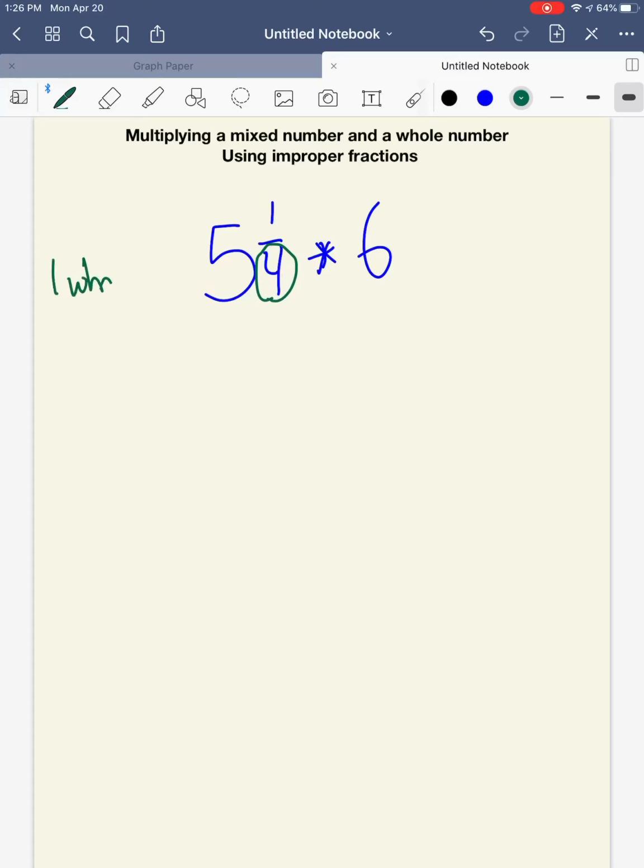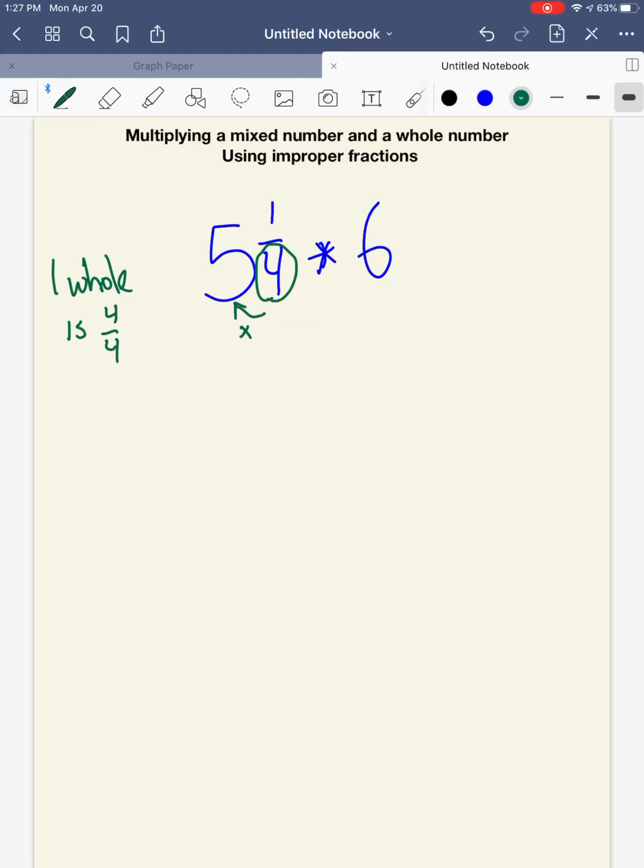Well, 1 whole is 4/4. We know that. That's something that we've known for a few years, back when we were first learning about fractions. So 5 wholes is 5 groups of 4, because that's 4/4, 4/4, 4/4, 4/4, 4/4. That's a lot to say. Oh yeah, we're multiplying. That's 5 groups of 4. So 5 groups of 4 is 20.